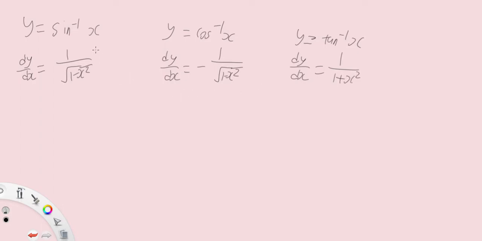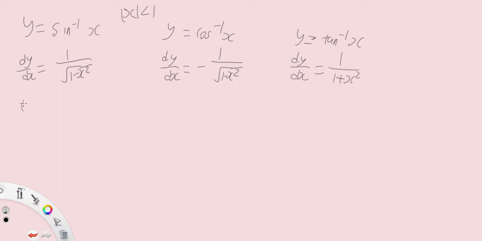If you notice, for sine inverse and cosine inverse, mod x must be less than or equal to 1 for this derivative to be valid. The reason being is that the denominator cannot be 0, therefore x cannot be 1, and that you cannot take a square root of a negative number because we're dealing with the real values here. Therefore x squared must be less than or equal to 1, therefore mod x is less than or equal to 1. And yeah, there we have it, the three inverse trigonometries.